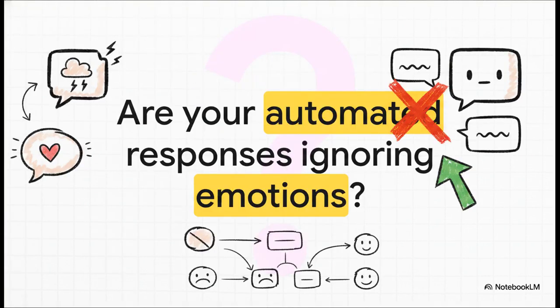I want you to just think about your current operations for a second. Are your automated responses currently ignoring your customer's actual emotions? Like, if a highly frustrated customer messages you right now, do they get the exact same generic chatbot response as a happy one? Because if the answer is yes, it is absolutely time to upgrade your system.